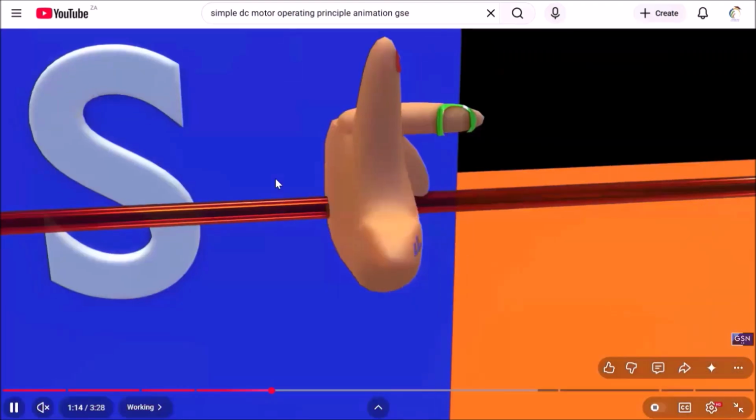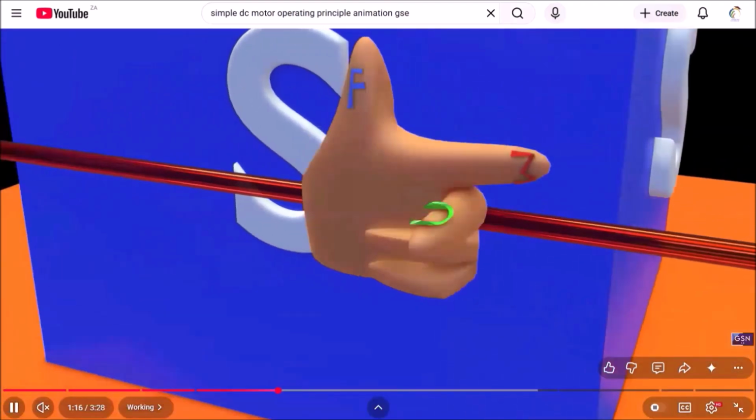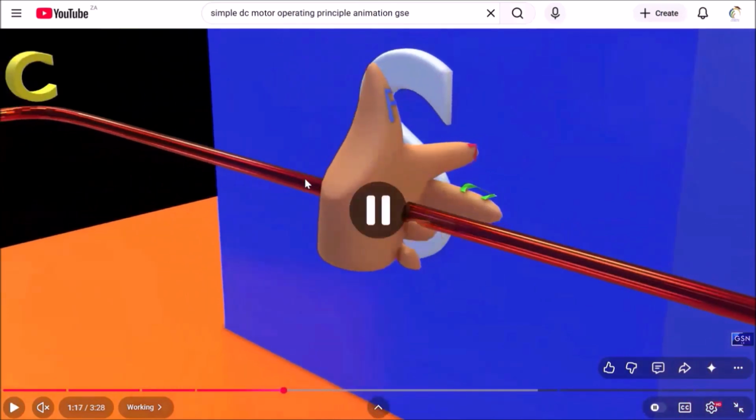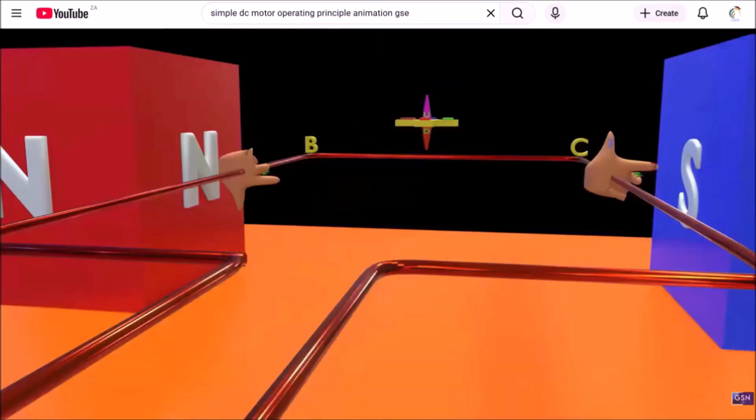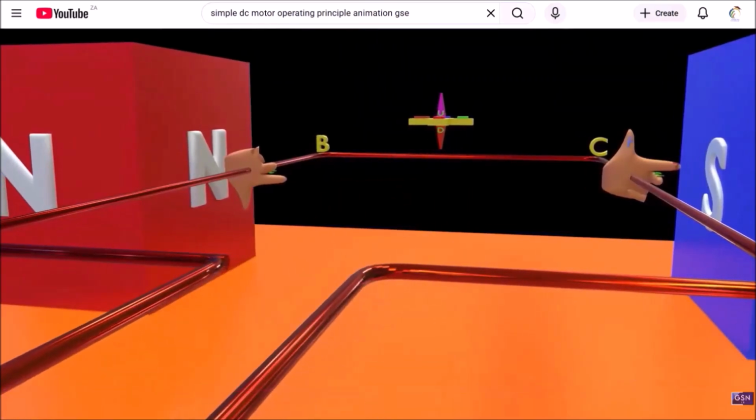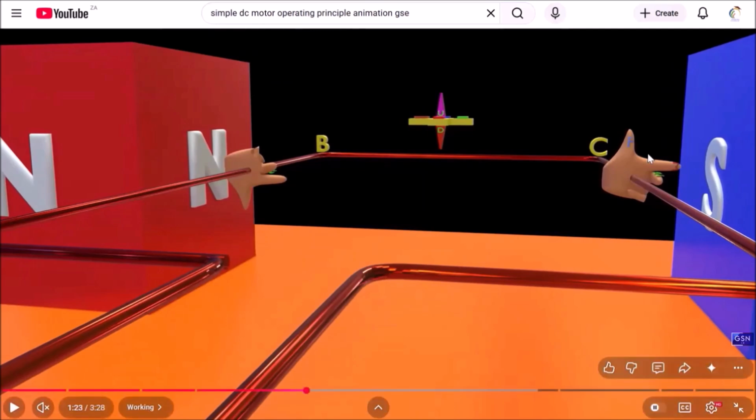Likewise, on CD, current is shown by the second finger, which is from C to D. Magnetic field lines are from north to south. Therefore, the force is upward. This will cause the coil to rotate in an anti-clockwise direction, CD going up and AB going down.